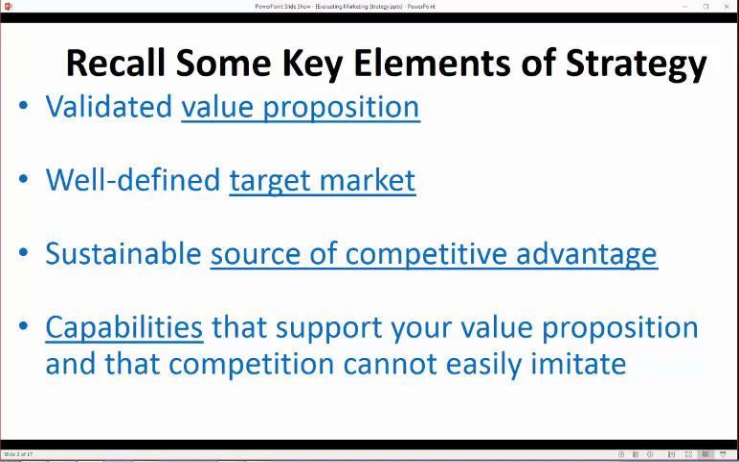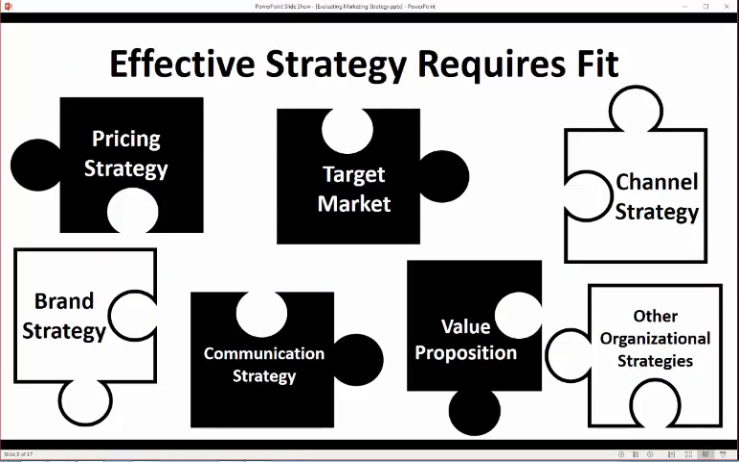We then need the capabilities that support our value proposition and that allow us to implement that competitive advantage or competitive advantages. We need these internal capabilities that allow us to operate in an effective way, and they need to be capabilities that competition cannot easily imitate or would be at a disadvantage if they tried to. So these are some key concepts related to strategy in general, and we're operating under that broad umbrella.